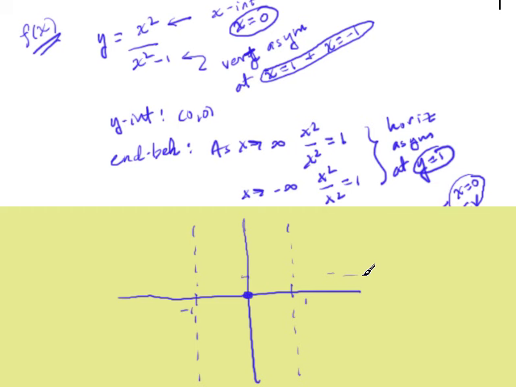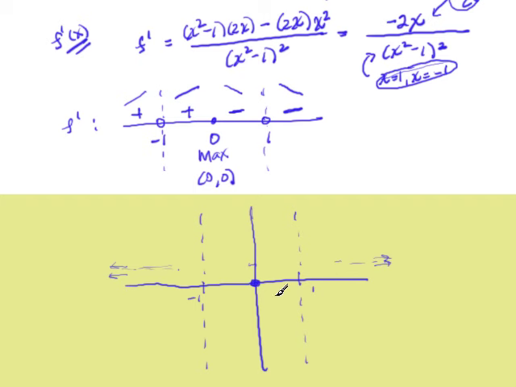So that means the curve is going to flatten out at this point, either above or below. We're not sure which one yet. Okay, so that's all the information we get from f of x. So we're going to move down to f prime of x.